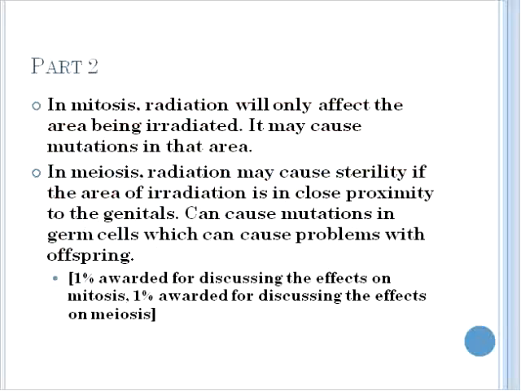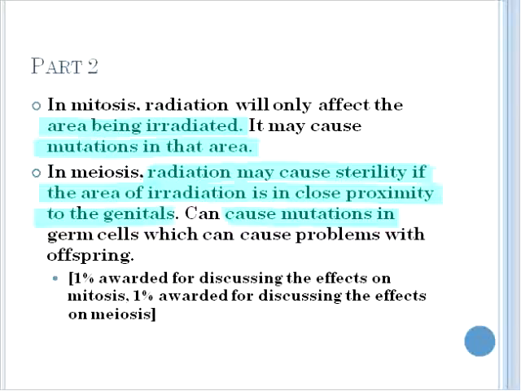In the second part, you are asked about radiation. Radiation, remember, is indeed a localized treatment. It will only affect the area being irradiated, and it may cause mutation in that area. With regards to meiosis, radiation may cause sterility if the area of radiation is in close proximity to the genitals. It can cause mutation in germ cells, which can then in turn cause problems with offspring. The answer key awarded 1% for each answer.